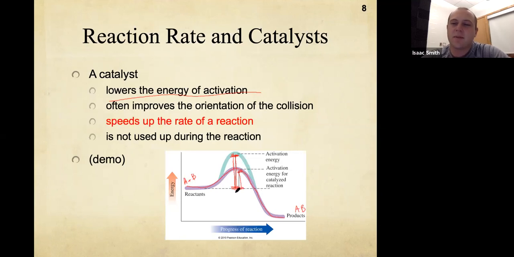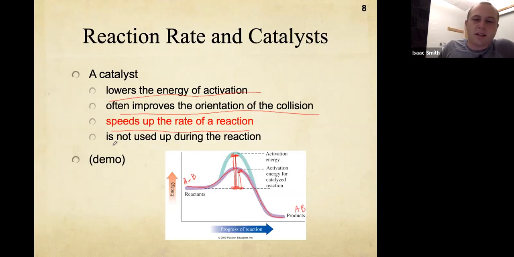So what it does is it speeds up the rate of reaction because you're lowering the energy required. So you have this pool of energy, and you're increasing the likelihood that the collisions are going to happen. It also improves the orientation. So catalysts sometimes help order the molecules so that they're in the correct orientation for the reaction to happen.